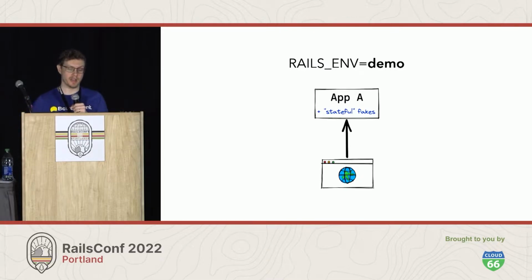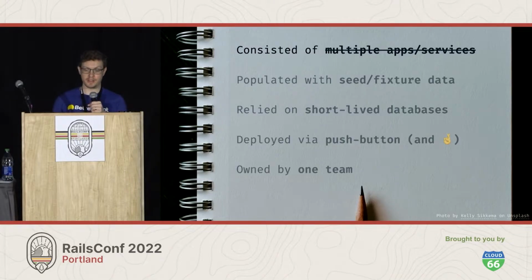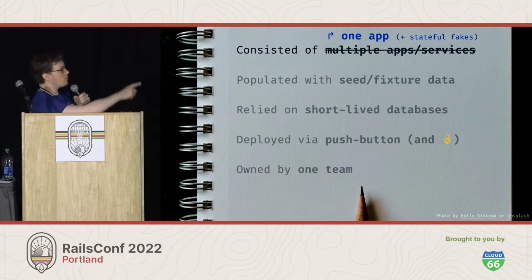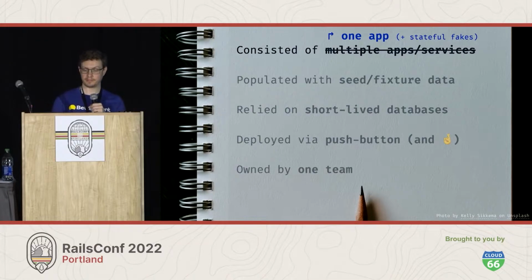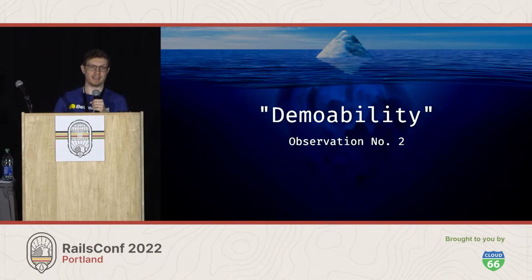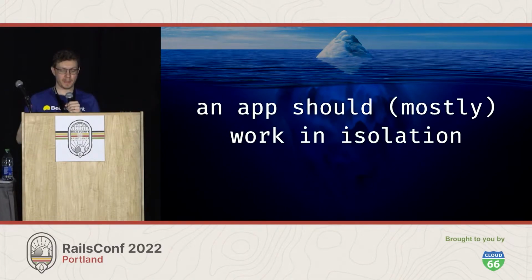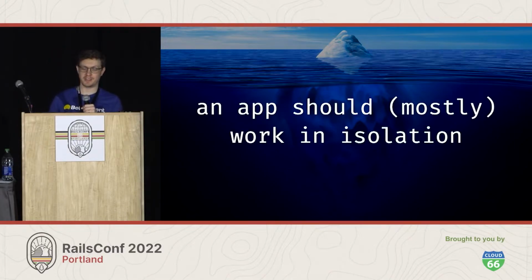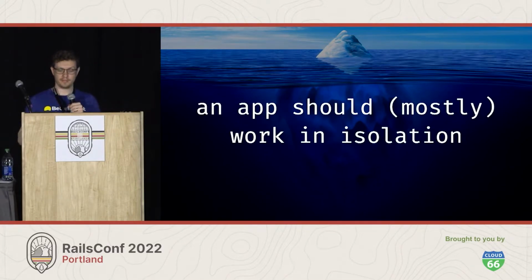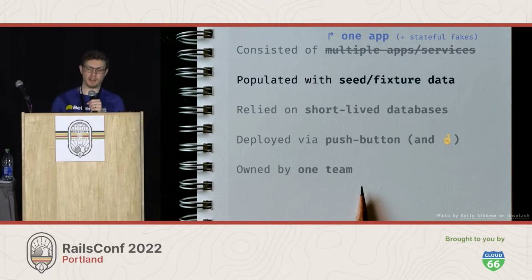We could demo our application in total isolation from any other apps and services. And so instead of deploying multiple apps, we had just one app with stateful fakes. And we'd also made our second observation in the iceberg of demoability, which is that an app should mostly work in isolation. Like, it might need some massaging at the system boundaries, but if we want an app to be easily demoable, it should mostly make sense on its own. And thankfully, ours did. So next, we focused our attention on the way that we populate the demo data and accounts.